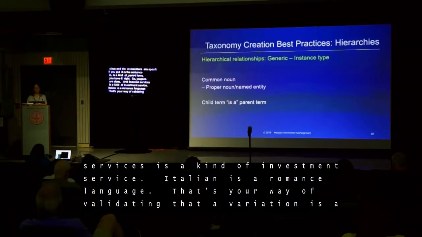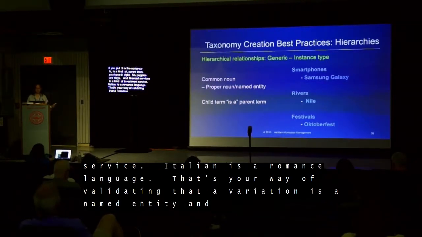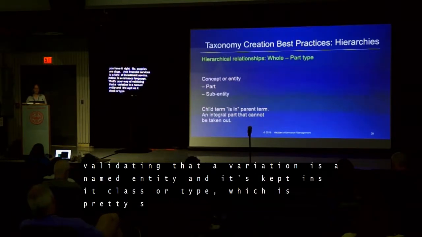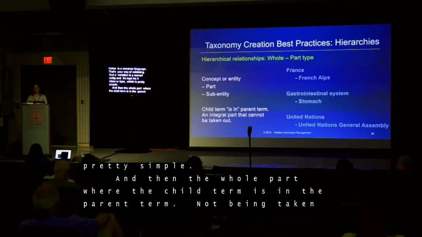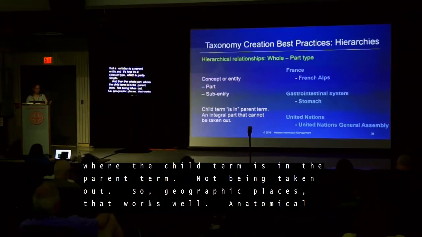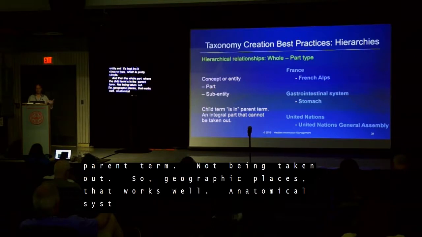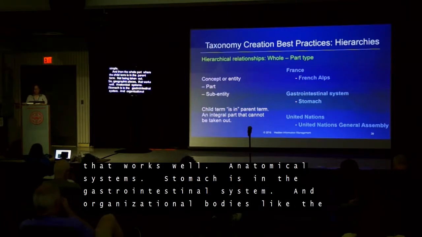Then a variation is, of course, a named entity and its class or type, which is pretty simple. And then the whole part, where the child term is in the parent term and cannot be taken out. So geographic places, that works well. Anatomical systems, stomach is in the gastrointestinal system, and organizational bodies like United Nations General Assembly is in the United Nations.